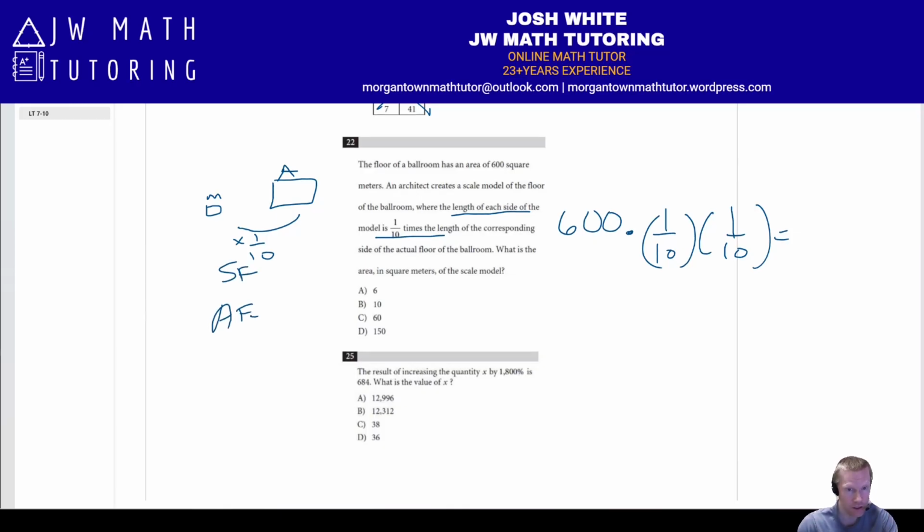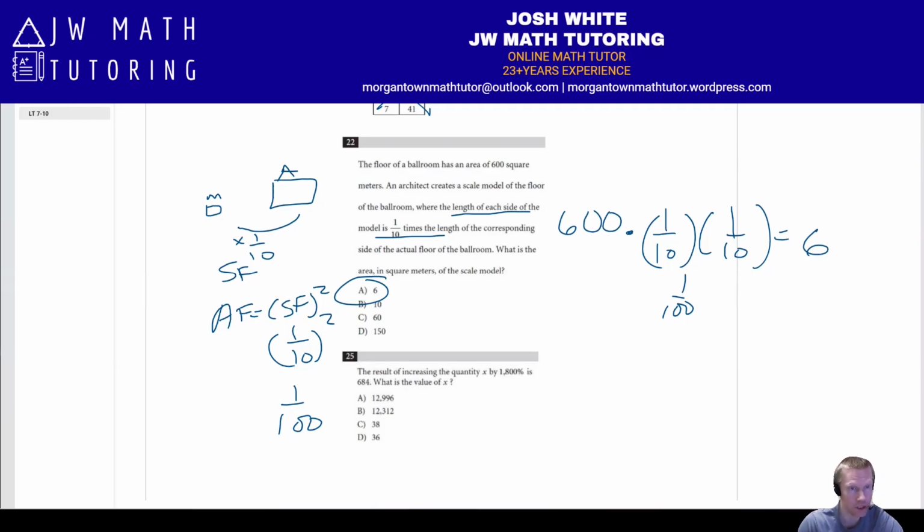Therefore the area factor is equal to the square of the scale factor, for any two-dimensional thing. Or I guess technically for three-dimensionals as well if you're talking about surface area. So that means the ratio of the areas is going to be equal to the scale factor squared. That's the 1/10 squared, or basically 1 over 100. That means the area of the small is going to be 1/100th of the area of the large, which is 600. So it's 600 times 1 over 100, which is just 6. So the correct answer for this is letter A.